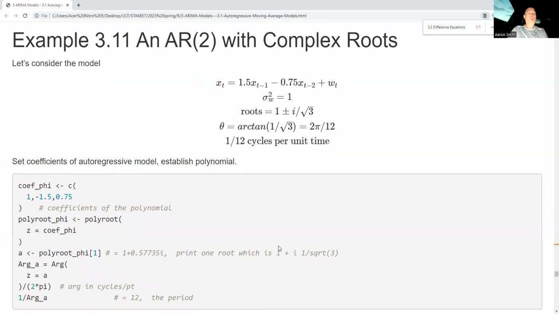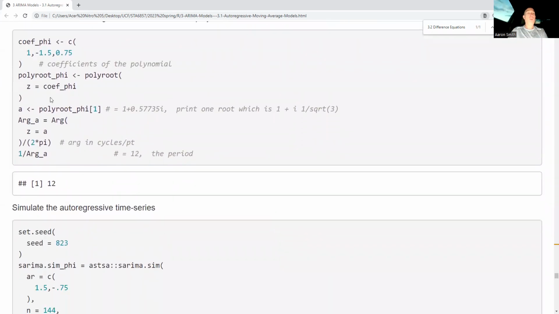Now, R will very nicely work out a lot of details for us if I just give it the coefficients of the associated polynomial and get the polynomial root. And so here is the first root. Here it is, 1 over square root of 3 times i is the imaginary part. And so we can grab the argument, and 1 over the argument gives us the period, which is what we just worked out a moment ago. But here we can see we can do the same thing. Instead of pencil and paper, R will compute it for us.